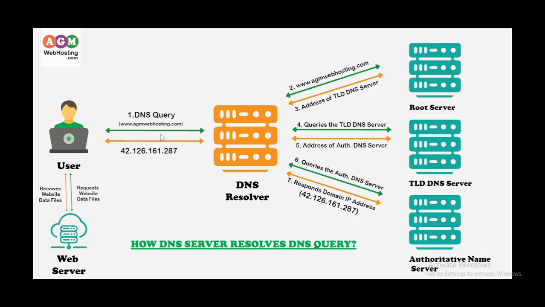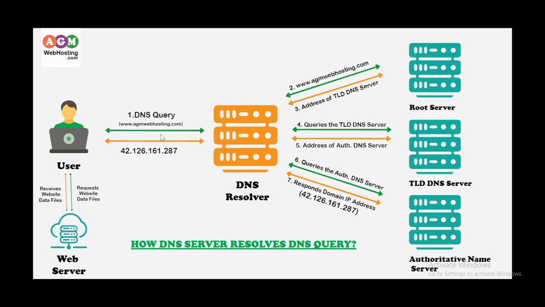So when you type google.com into your web browser, DNS looks up the corresponding IP address for you from all the registered IP addresses. Browsers then use those IP addresses to communicate with the web server to access that website's information. Now let's understand how DNS servers resolve a DNS query.